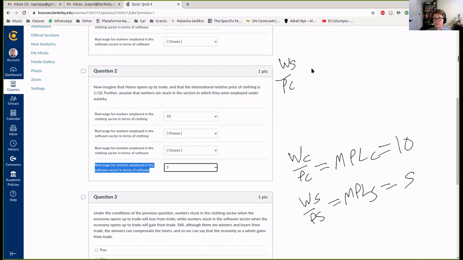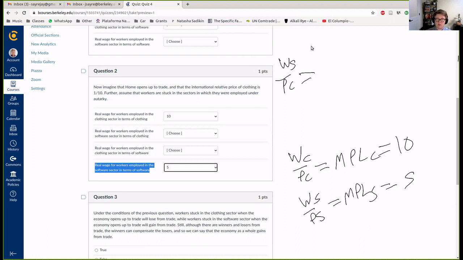This is a little different, so don't be confused. This is not equal to MPLC, whatever you want to call it, because wages aren't equal across both sectors.